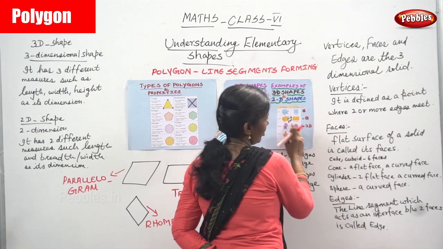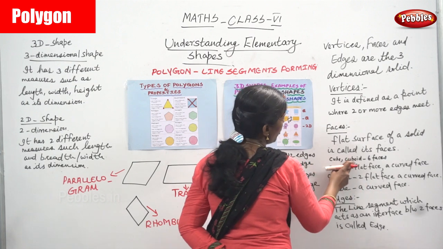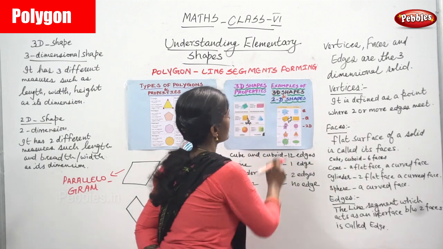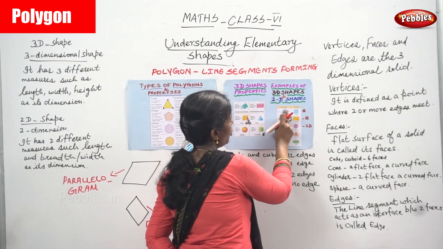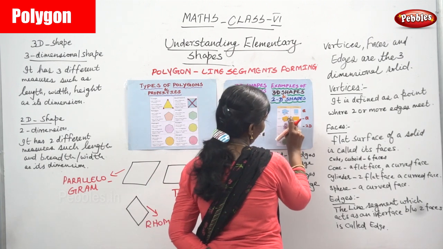This is a flat surface. A flat surface of a solid is called a face. For example, a cube and a cuboid. This is a cube, a 3D shape, and this is a cuboid. Each of these has flat surfaces.